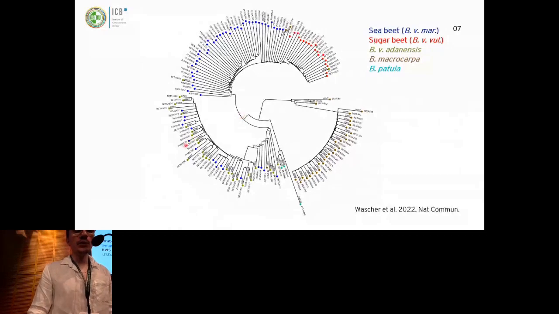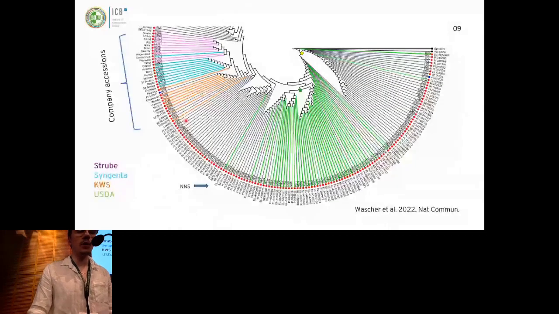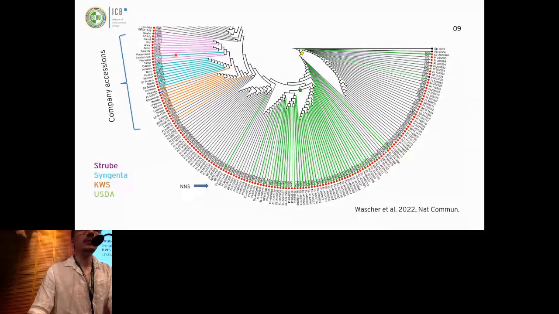And not only do the company accessions cluster together, but if you look closer, you see that the accessions from the different companies cluster together. So we can cluster the Strube accessions, the Syngenta accessions, and the KWS accessions. So this is quite nice. And here you also see the pre-breeding accessions from the USDA in Michigan.